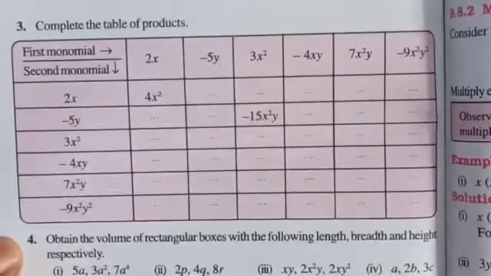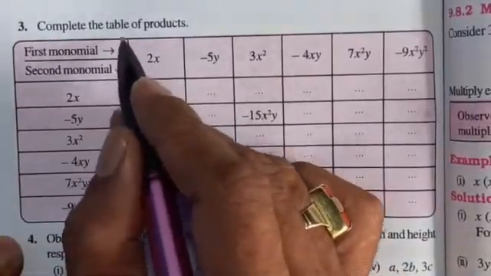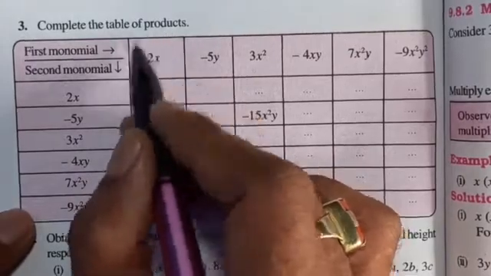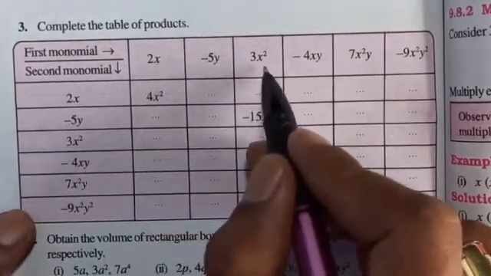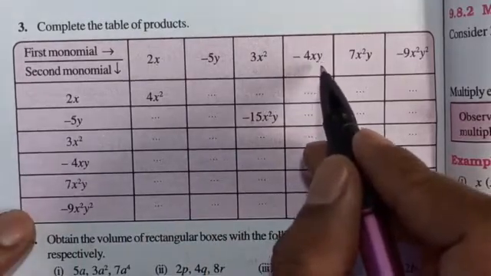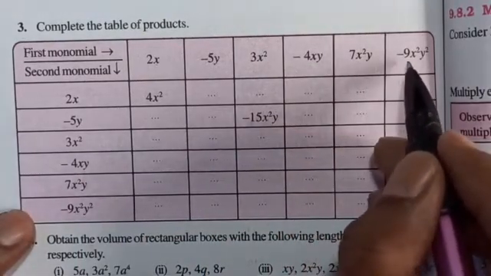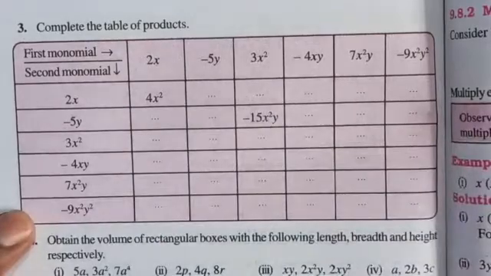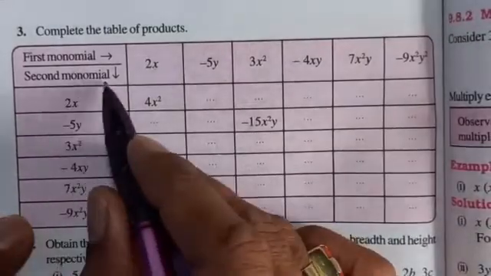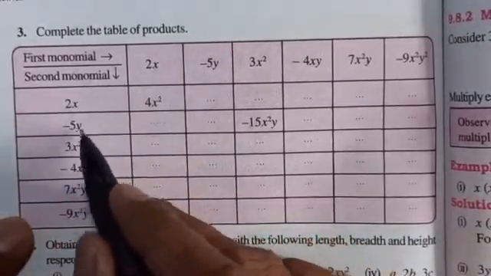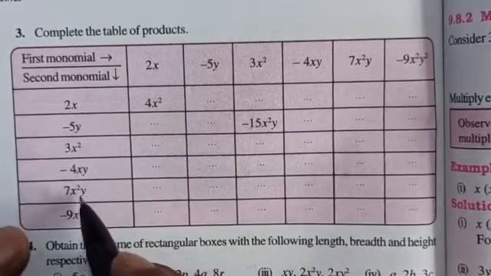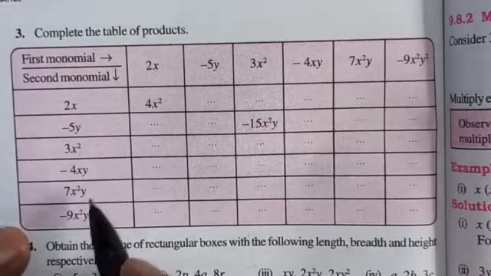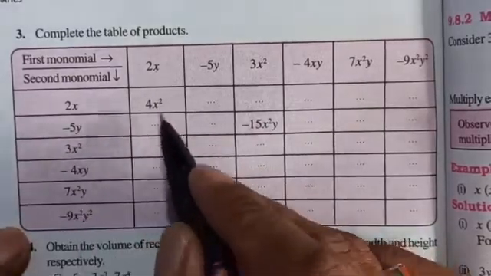Next is question number 3. Complete the table of products. First monomials: 2x, minus 5x, 3x squared, minus 4x squared, minus 7x squared y, minus 9x squared y squared. Second monomials are 2x, minus 5x, 3x squared, minus 4x, 7x squared y, minus 9x squared y. Now let us start to multiply.